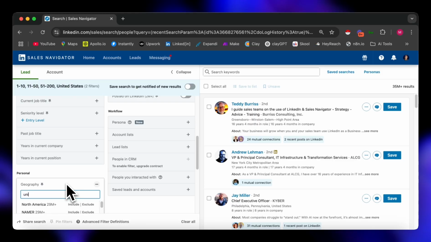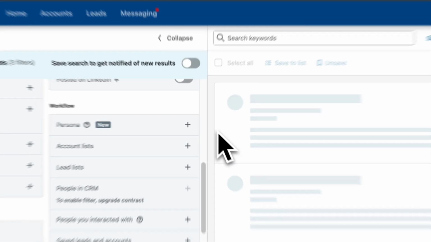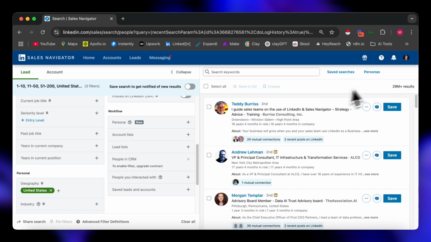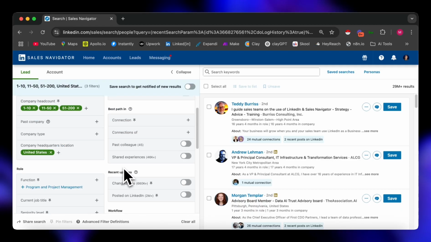In our use case, we're going to go back and we're going to type in the United States. Notice that we go from 35 million to 29 million. So it's a significant optimization. We shed 6 million people that at the end of the day, we can only reach out to so many. But that is an optimization that we're pretty keen on.